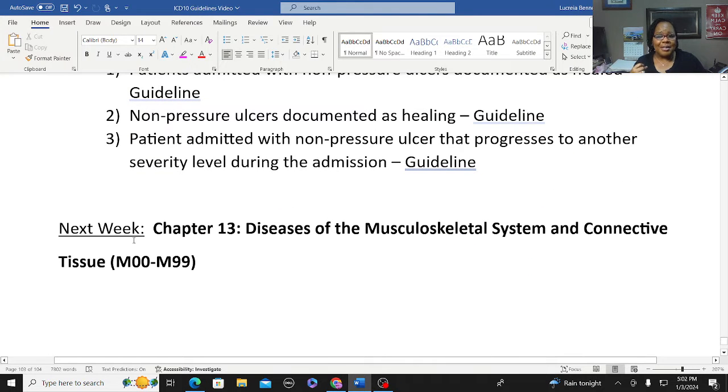All right, next week we'll be on chapter 13, diseases of the musculoskeletal system and connective tissue. We'll be in range M00 through M99.